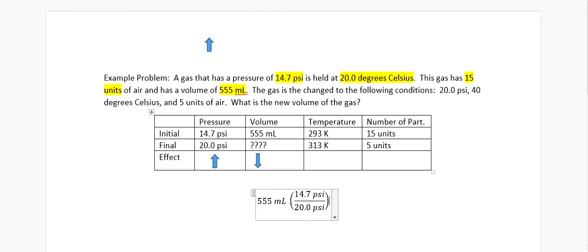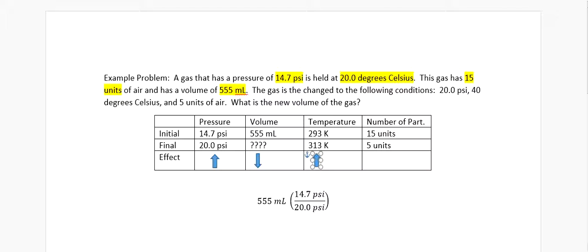So now let's look at what's happening to the temperature. Well, it's going from 293 to 313 Kelvin. And so therefore I know that it is increasing. So now the question is, what is the relationship between temperature and volume? Well, I know that if I heat up the particles, the volume of a gas is going to want to expand. So therefore I know that they are directly proportional.